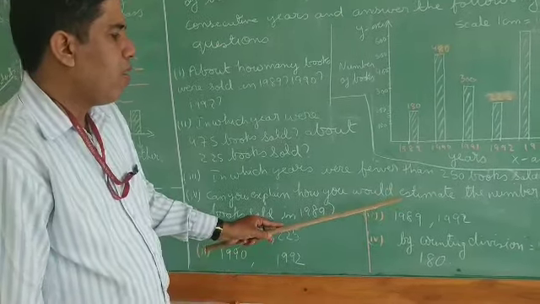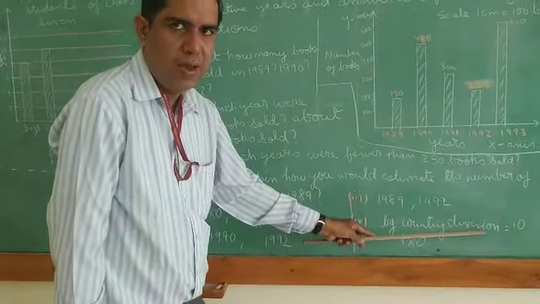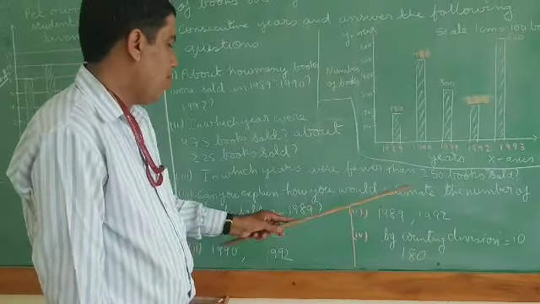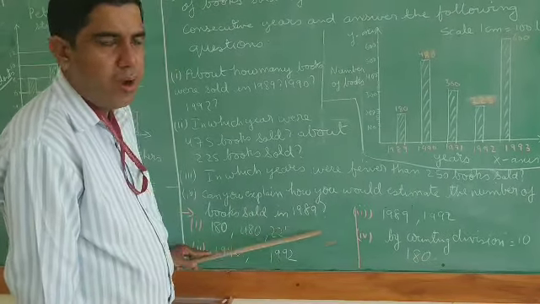Now the fourth part: can you explain how you would estimate the number of books sold in 1989? You can see here, by counting the divisions we can explain. In 1989, 180 books were sold.